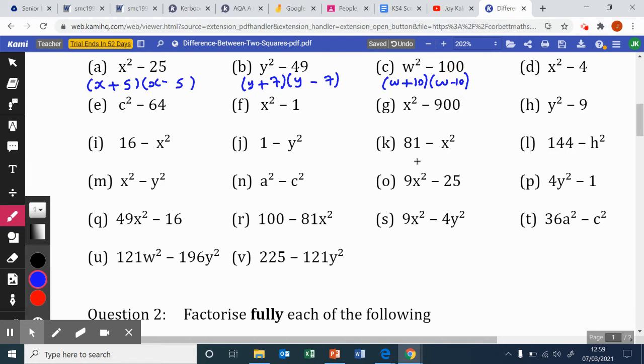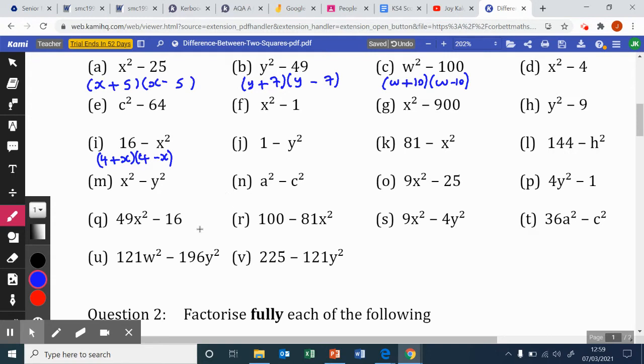Okay, let me look at one that's a little bit different. 16 minus x squared down here. The square root of 16 is 4, so we get 4 plus x and 4 minus x. To know which one has the plus and minus that goes before and after it, well, it's the one that comes after the minus.